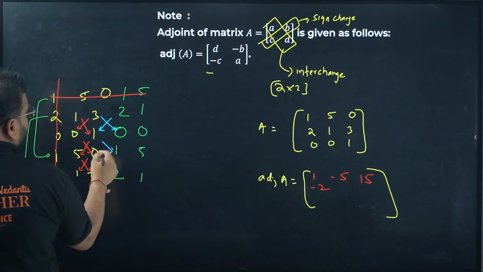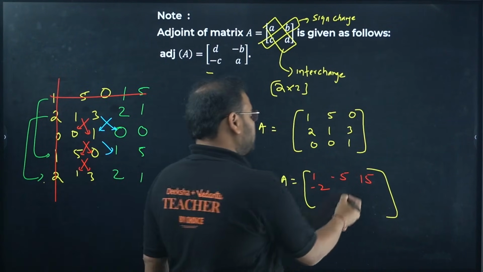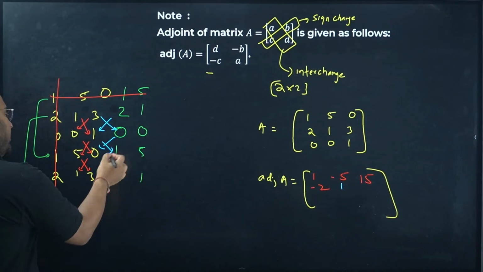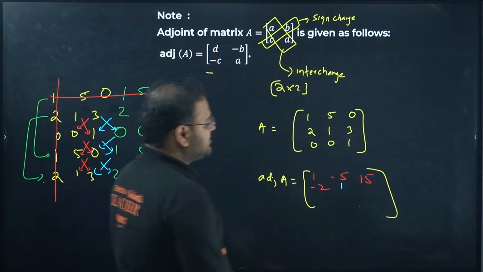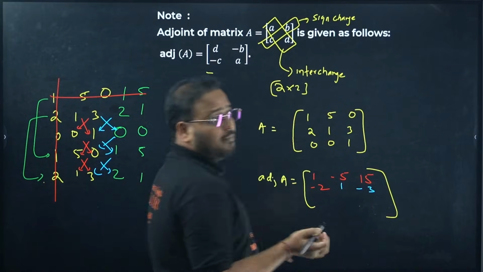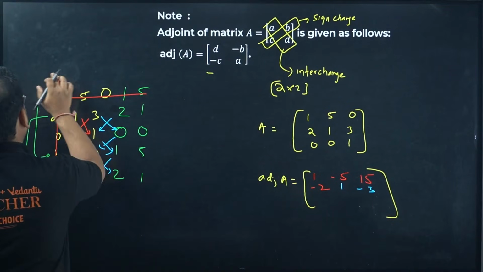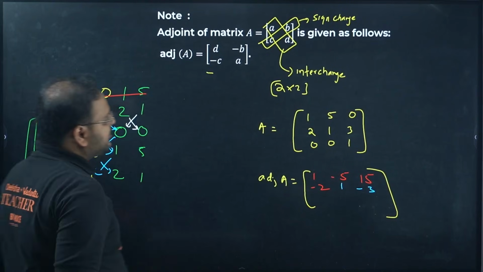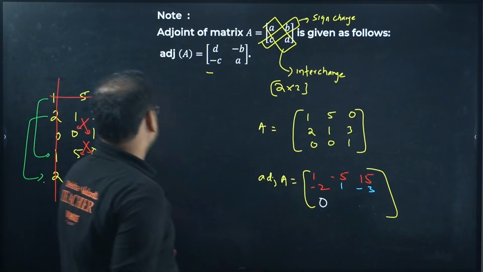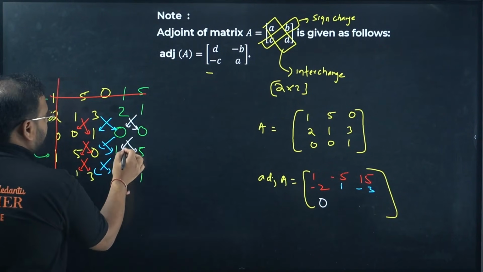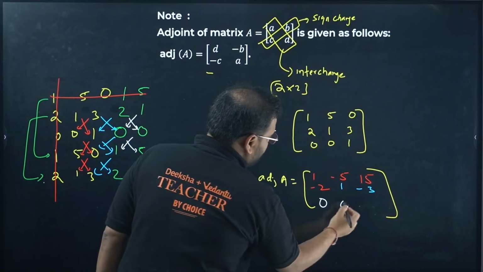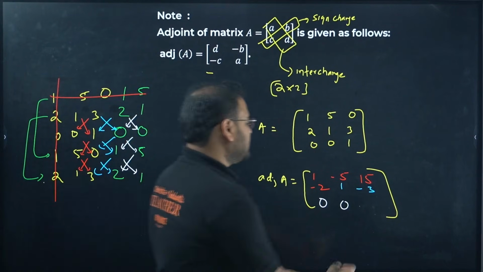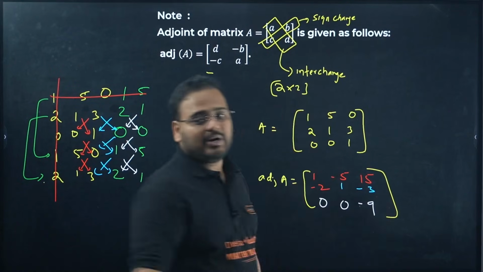Next, 1 into 1 is 1, 0 into 0 is 0. It means my element is 1. 0 into 2 is 0, 1 into 3 is 3, with a difference means minus 3. My second row is also complete. The last one we'll see now. The last one is this one. 2 into 0, 1 into 0, both are 0, means this is 0. Next, 0 into 5 and 0 into 1, again 0, means again 0. We have 1 into 1 is 1 and 5 into 2 is 10, means minus 9. And this is your adjoint of A.